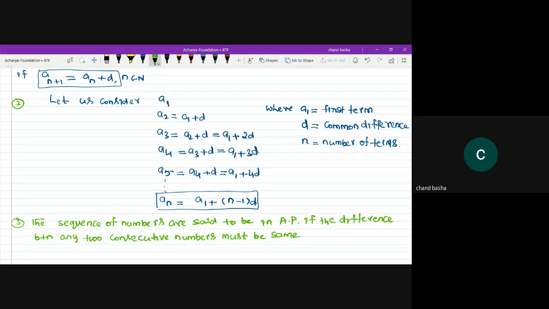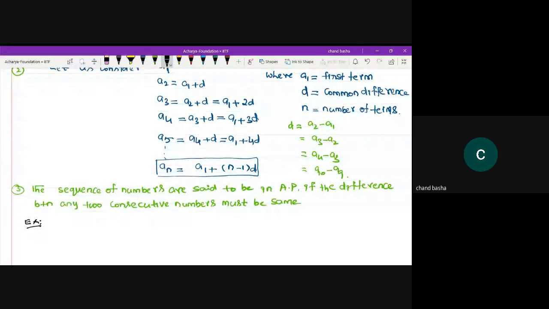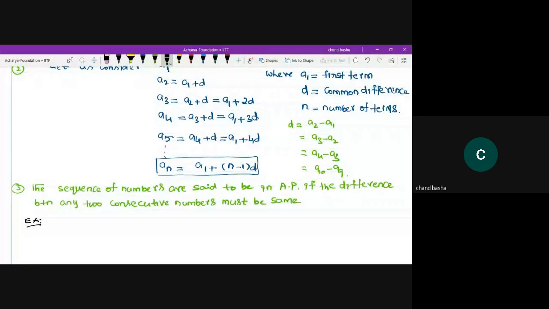Sir, how to find out the D value? Let us see here. D is equal to the second term minus the first term. D is equal to the third term minus the second term. D is equal to the fourth term minus the third term. D is equal to the 10th term minus the 9th term. Hope you can understand my point. Now I can take an example so that you can understand what is meant by arithmetic progression, what is meant by the sequence, what is meant by the series. I can take one example. Let us see here.